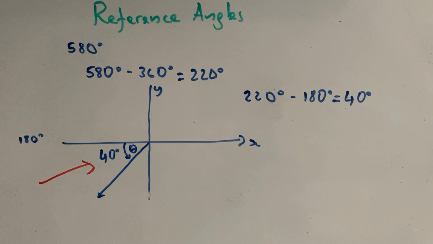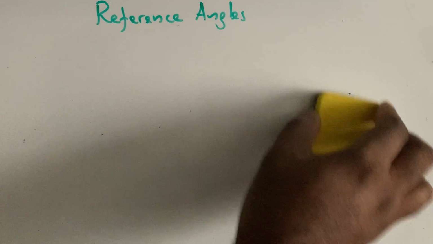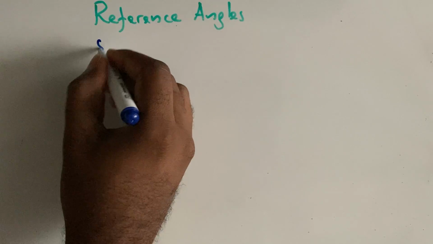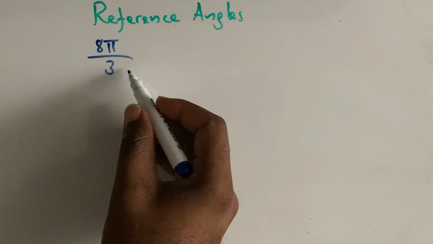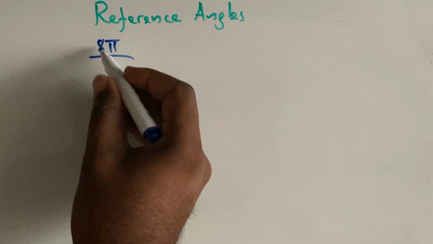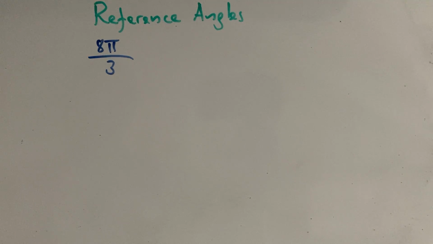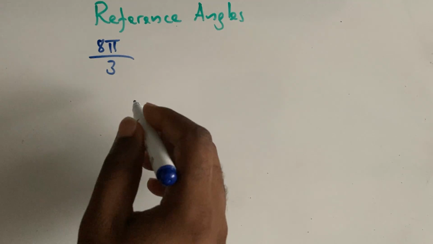All right, now let's try another one. What if we have something written like this, like 8 pi over 3, for example. Now, if it's 8 pi over 3, guys, what you do first of all is this: you see 8 pi, that means it's as if you have many, because in your mind, you know 2 pi is one full circle, right? So that's 2 pi, one full circle.